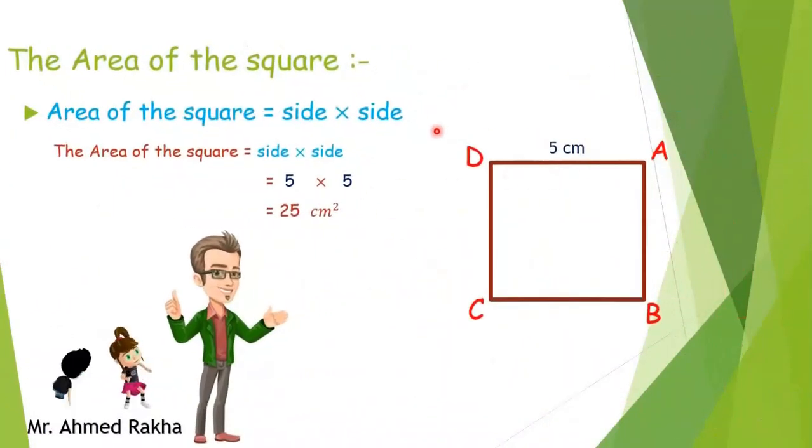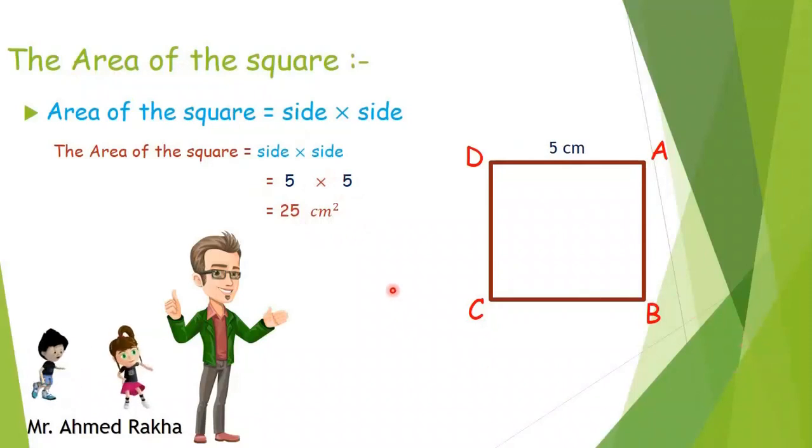Here he may ask us about the area of the square. What is the area of the square? The area of the square equals side multiplied by side, or side multiplied by itself, because we said all four sides are equal in length. That means this side is 5, this also 5, 5, 5. To calculate the area of the square we will multiply 5 by 5, or 5 times 5, it equals 25 square centimeters. And because we here deal with area, we will use square units.